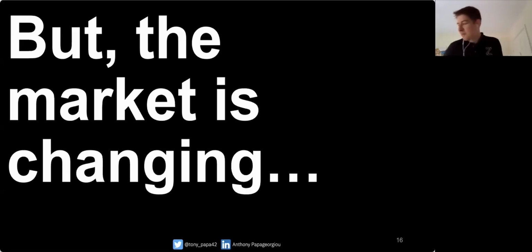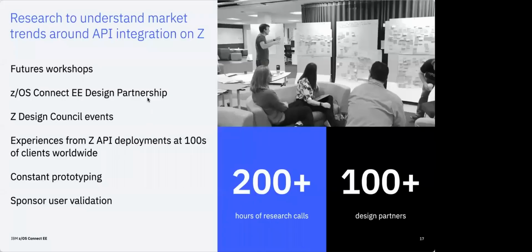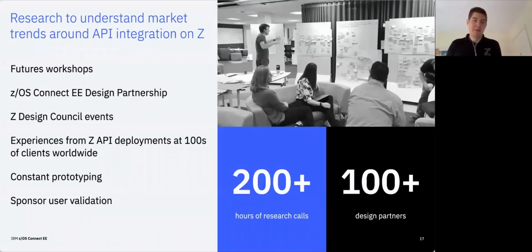Okay. But despite all this success, the market is changing, and the API economy has always been changing as we go along. But there are some quite seismic shifts happening, and I'm going to share a few of them with you now. As I said, we work very closely with our design partners and our customers to understand what they're going to need next, and try and stay one step ahead of where people need us to be.